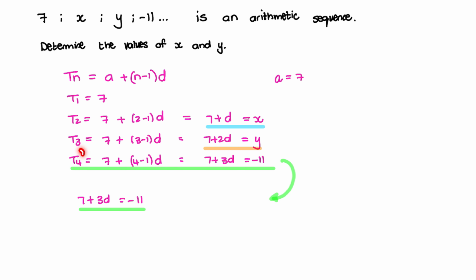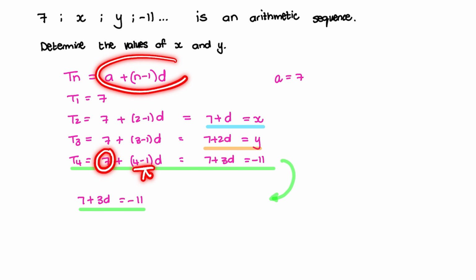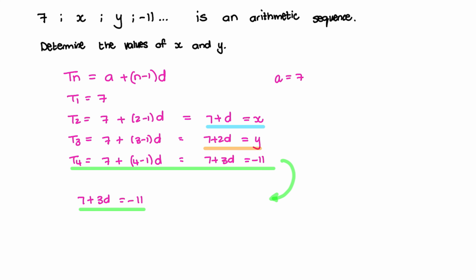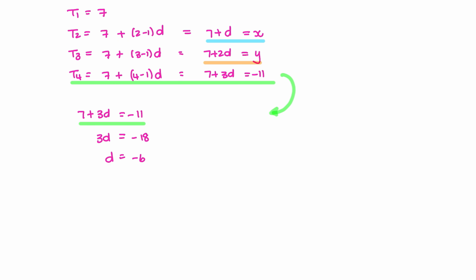And then we can move on to term 4, which is negative 11. So we'll have 7 plus (4 minus 1)d, so I'm using this general term. And that simplifies to 7 plus 3d is equal to negative 11. And do you notice for term 4, we actually only have one variable. So we have 7 plus 3d is equal to negative 11, and that will allow me to solve for d.